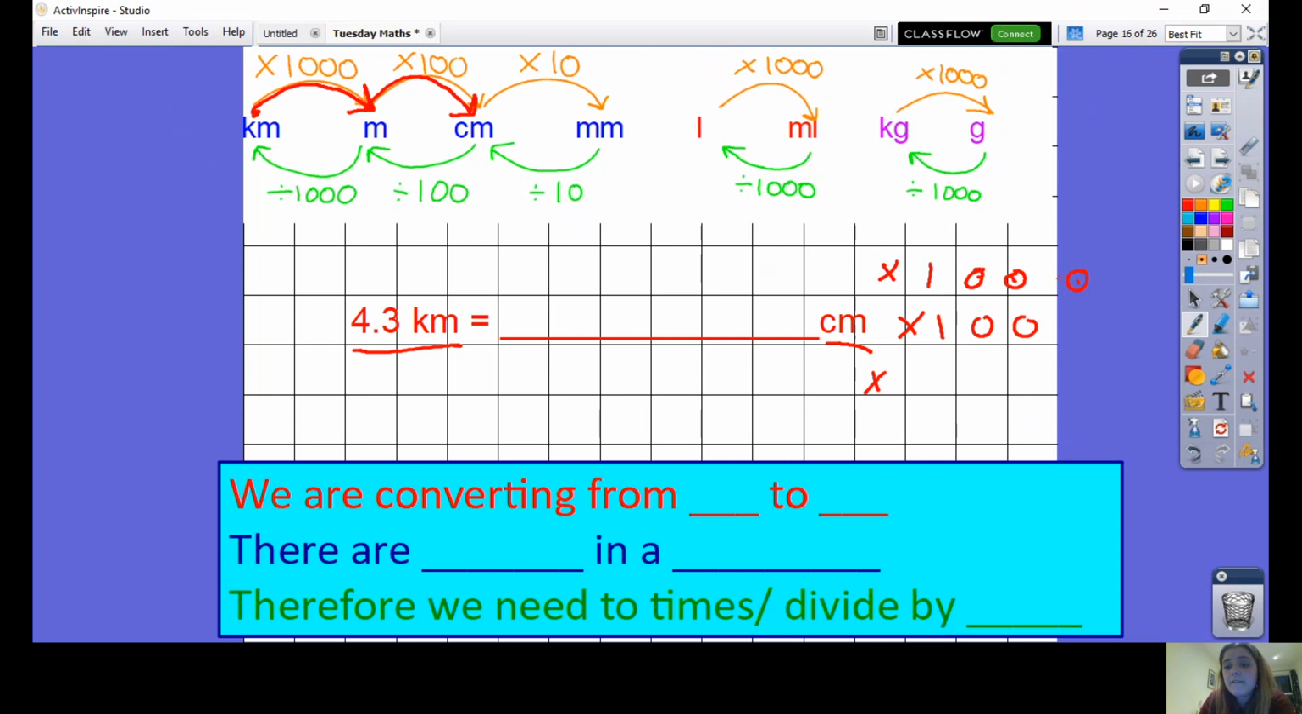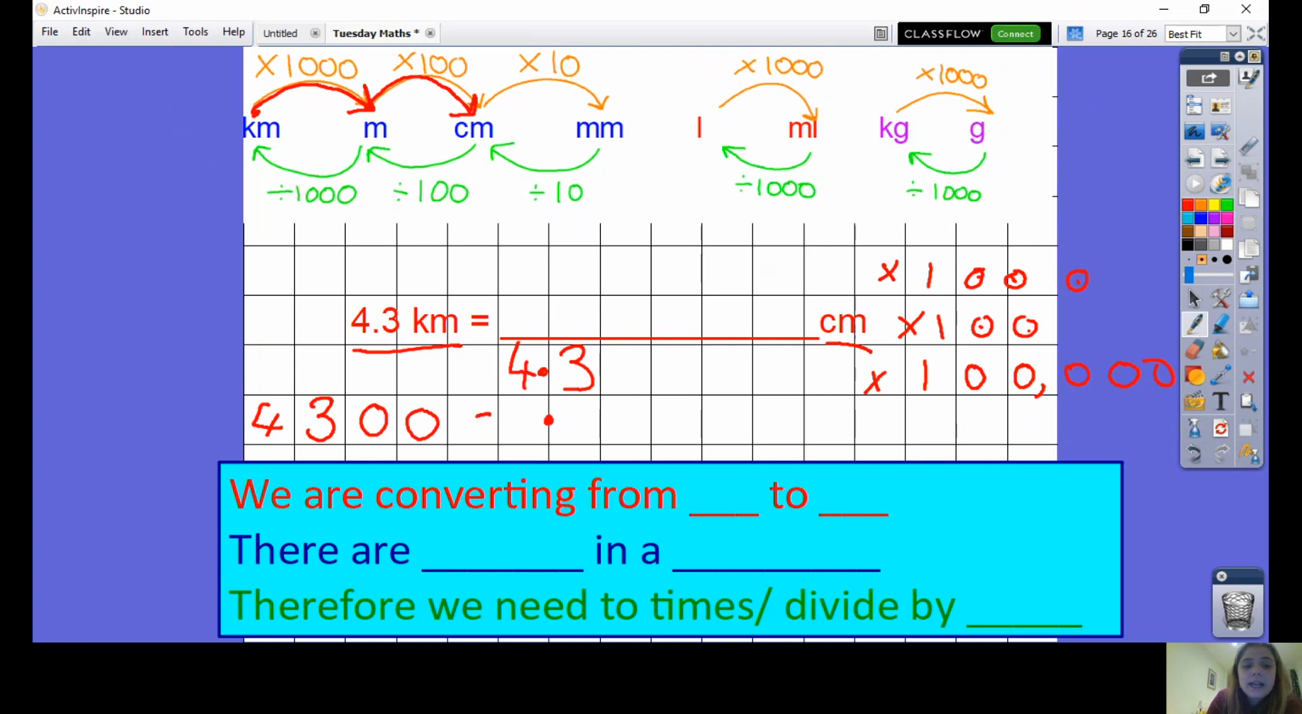That's 1, 2, 3, 4, 5. 5 jumps. I've actually times by 100,000. So I need to do 5 jumps to make it larger. I'd start with 4.3. And now I need to count carefully because it's more jumps than I would normally do. Down, 1, don't count the down, remember, so it's down, 1, 2, 3, 4, 5.